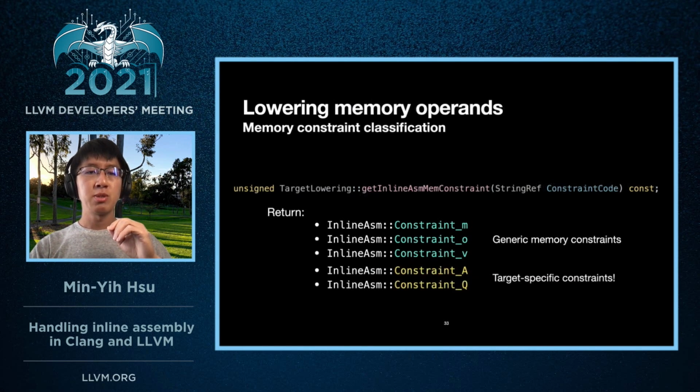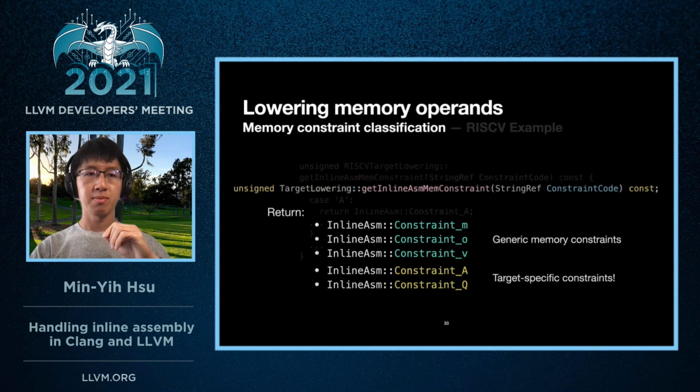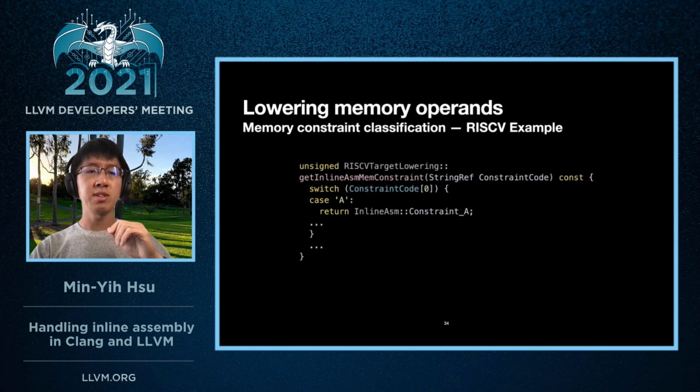If your constraint string requires special handling and thus doesn't fit into any of the existing enum values, you can also add your target-specific enum into this collection, like Constraint_A and Constraint_Q. For instance, this is a RISC-V implementation for its target-specific constraint, capital A. So it simply does a one-to-one mapping from the constraint string capital A into the enum value Constraint_A.